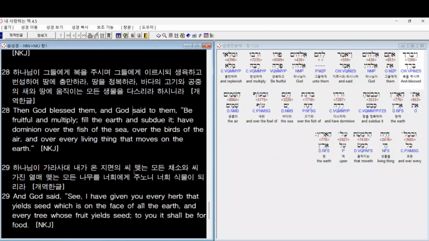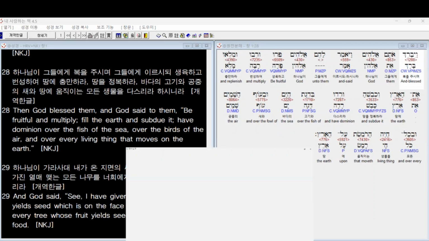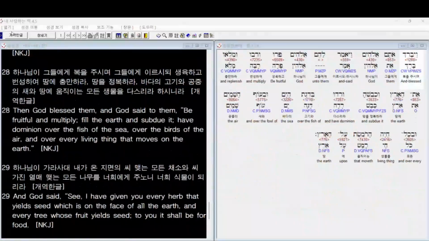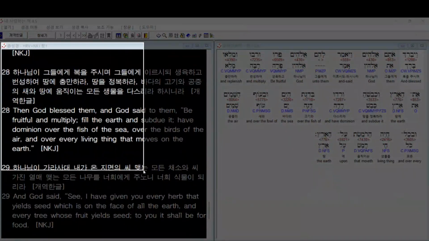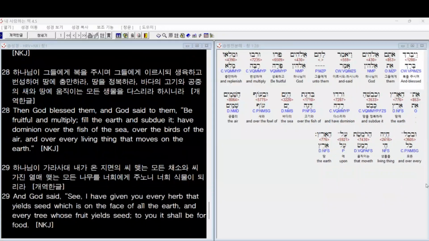And then God blessed them, and God said to them, "Be fruitful, multiply, fill the earth and subdue it, have dominion over the fish of the sea, over the birds of the air, and over every living thing that moves on the earth." And we are looking at the Hebrew text, Genesis chapter 1, verse 28.